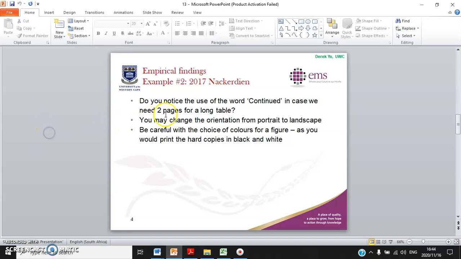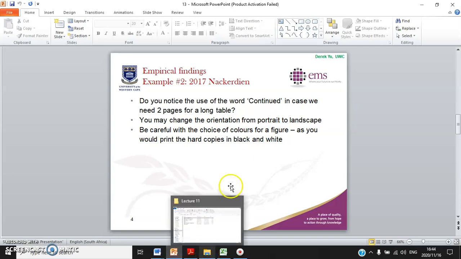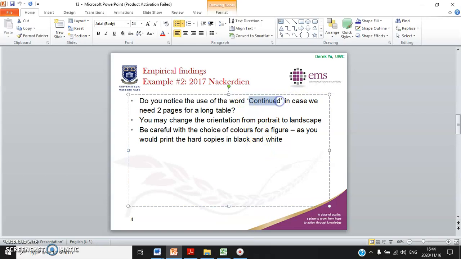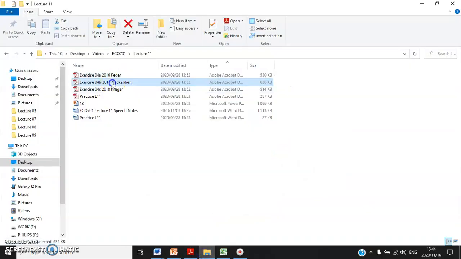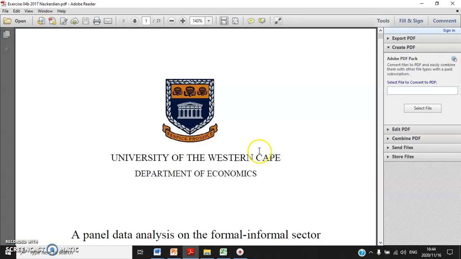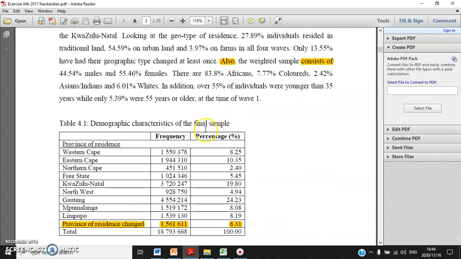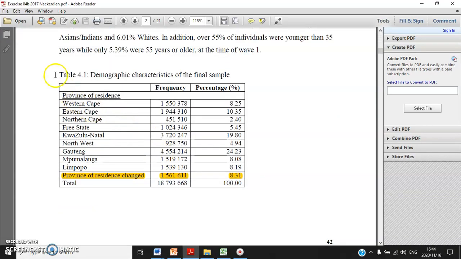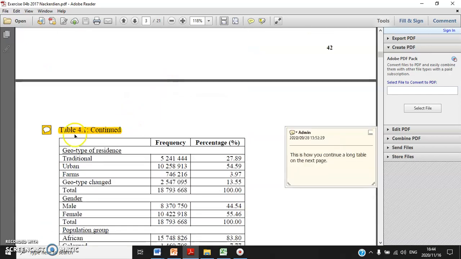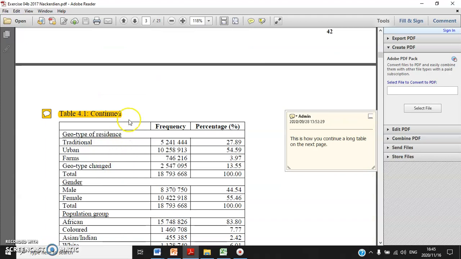And then the second example, Nakadin. I just want to illustrate, if you have a very long table and you require more than one page, how are you going to continue with the same table? On the next page, you can make use of the word continue. So let me open Nakadin's file. So this is what I want to illustrate. Table 4.1, demographic characteristics of the final sample. And then it carries over to the next page. Then on the next page, you can say Table 4.1, continue.